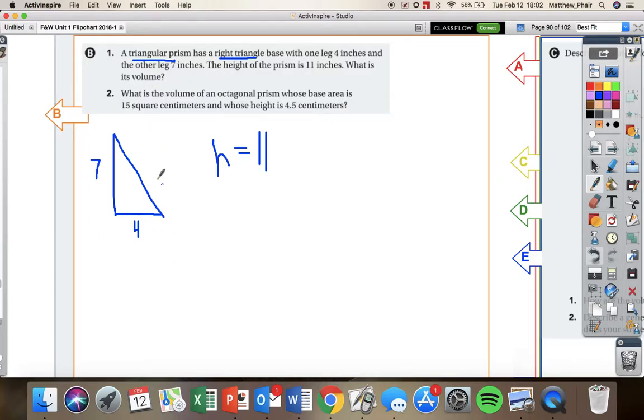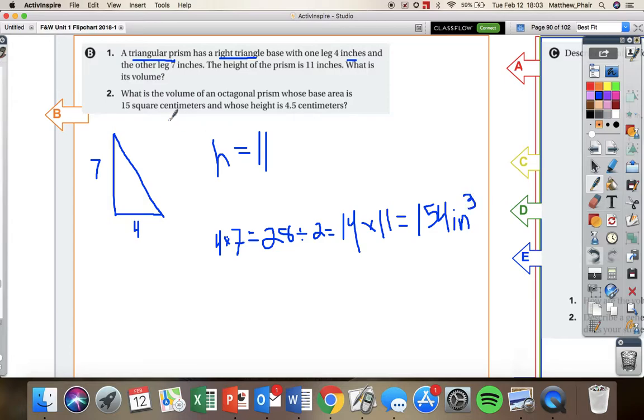Well, I need to find the area of the base, a triangle. So I need to go 4. And obviously on your drawing, you added units of inches and everything. Please forgive me because I'm using my computer. 4 times 7 is 28. And then a triangle, you need to divide that by 2. So the area of the base is 14. Then I multiply that by the height of 11. 14 times 10 is 140, plus another 14 is 154 inches. Remember, volume is inches cubed.